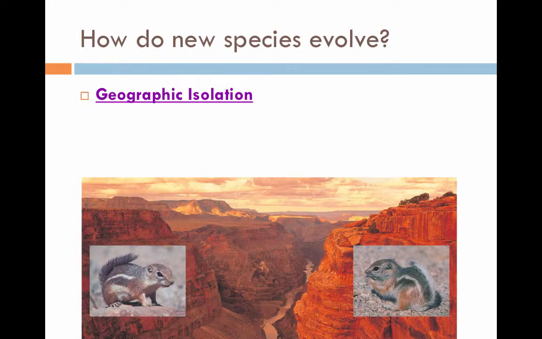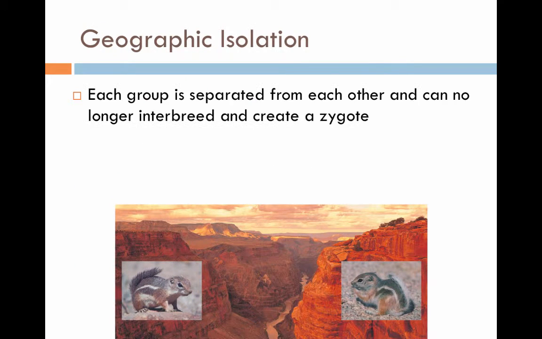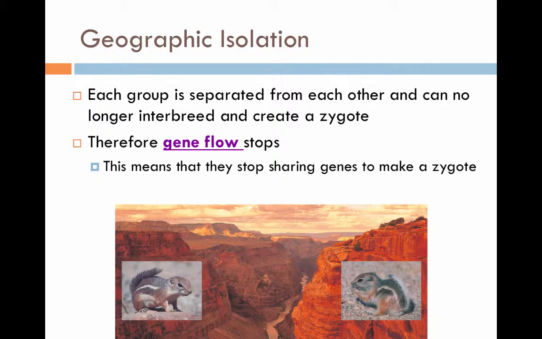So how do these new species evolve? It's called geographic isolation. Populations of one species are physically separated for a long, long time. For example, they could be separated by a canyon or river or islands or a large mountain range. In this picture, a population of squirrels are separated by the Grand Canyon. Each of these populations is now separated from each other and can no longer interbreed and create a zygote. This means they can no longer have sex and create a baby. Therefore, gene flow stops.